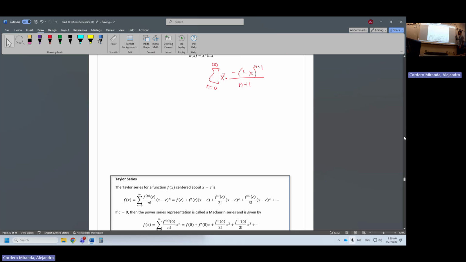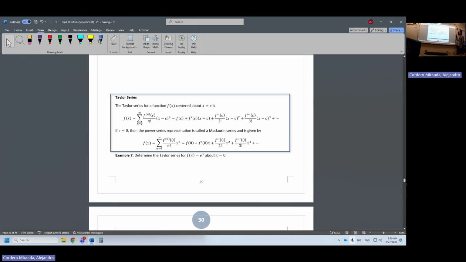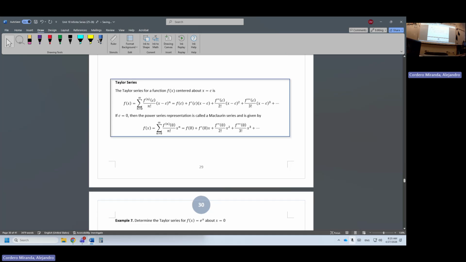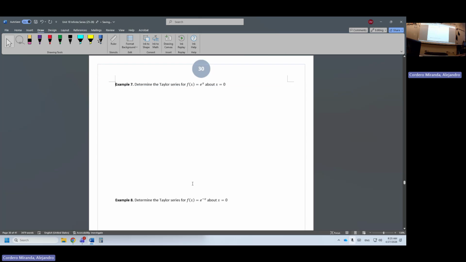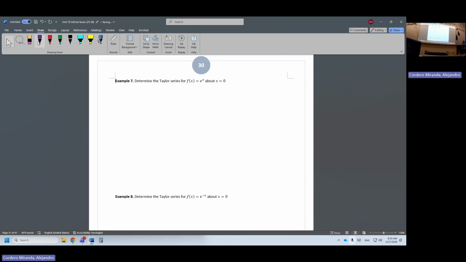And then Taylor series expansion. You know about this. I don't have to read anything about this to you because this is what you know from 10.6. Taylor series is what we've been doing. I'm not sure why it has that box at that particular point. Then it says, determine the Taylor series for f of x equals e to the x about x equals 0. They might as well have talked about the Maclaurin series because the center is x equals 0.